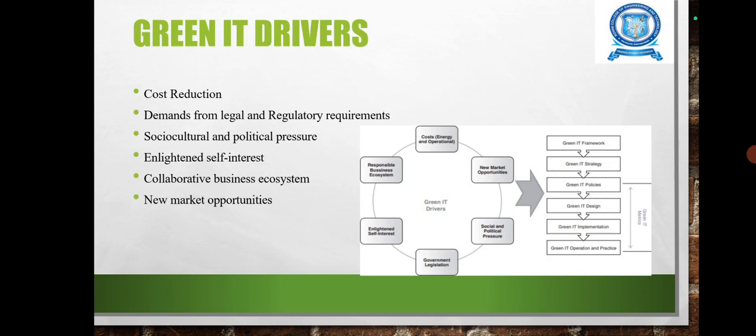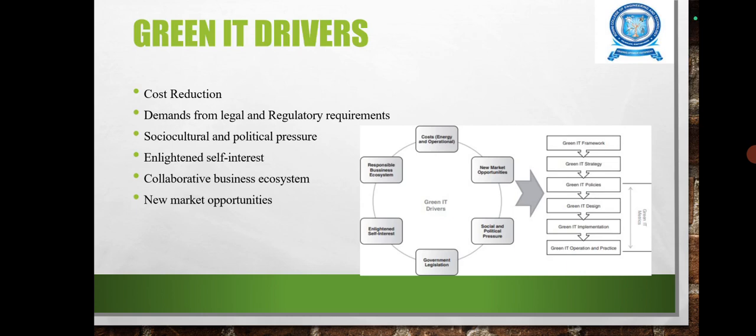Next one is demands from legal and regulatory requirements. That means government rules and regulations comprise a major driver for many green enterprise transformation programs. For example, the relative importance given to regulatory factors should be compared with other factors such as organization self-initiation, customer demand and pressure from society.